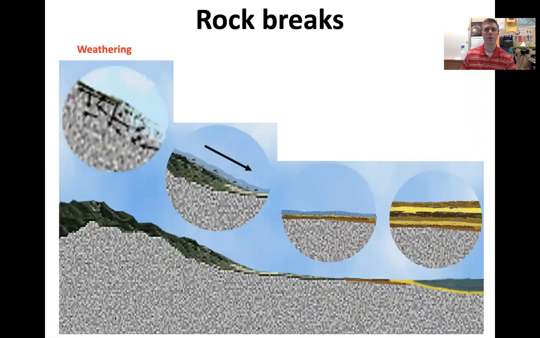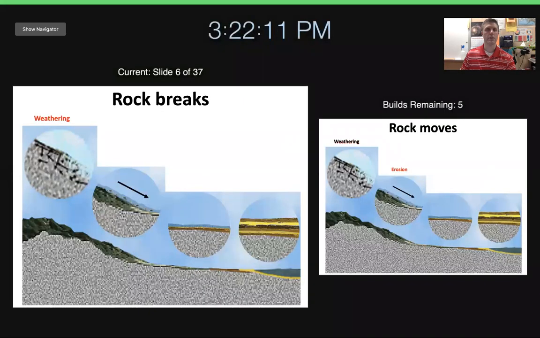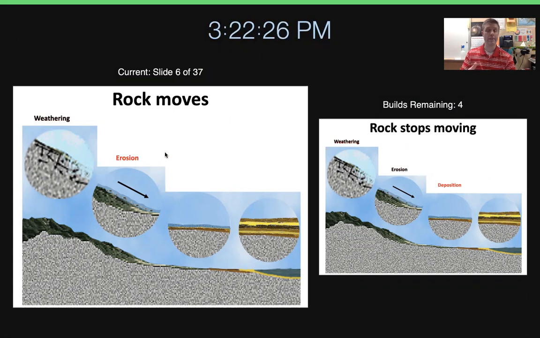All right, so the first one, weathering. Weathering, rock breaks. So weathering happens, big rocks break into smaller pieces. Then erosion takes place. And those rocks, the sediment, move somewhere else, so it moves downhill because of gravity.